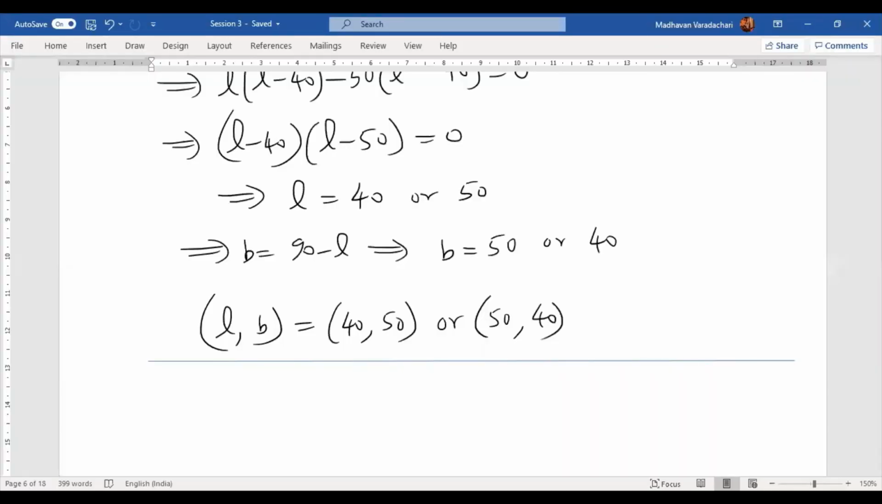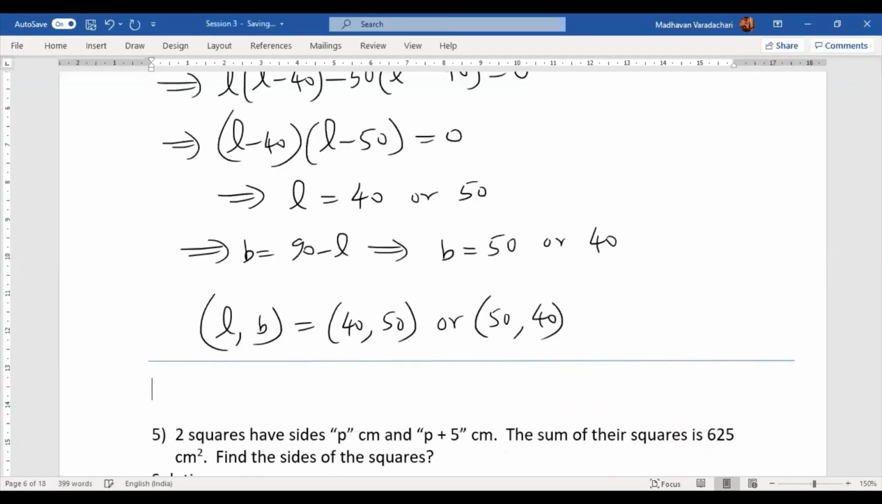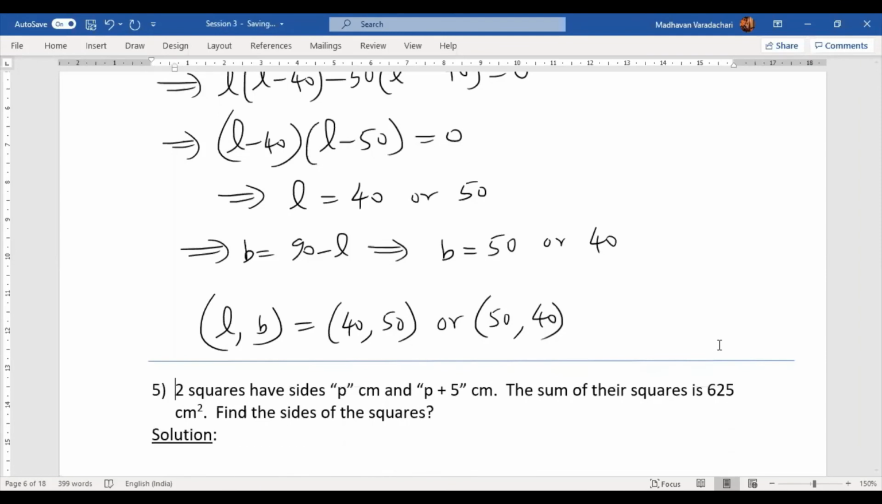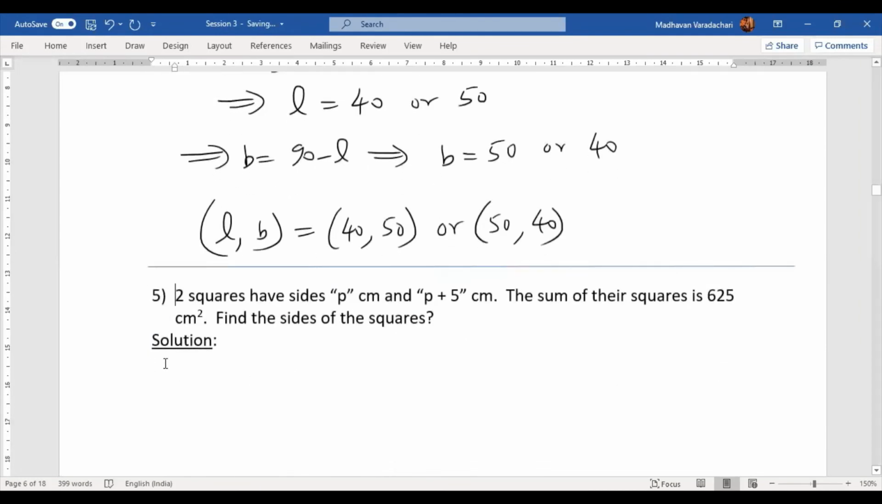Now let's go to the next one. It says two squares have sides p centimeter and p plus 5 centimeter. Sum of their squares is 625 centimeter squares. Find the sides of the squares. What is given?